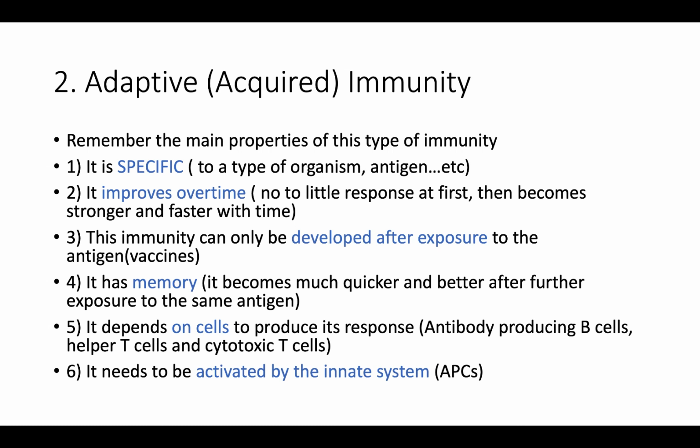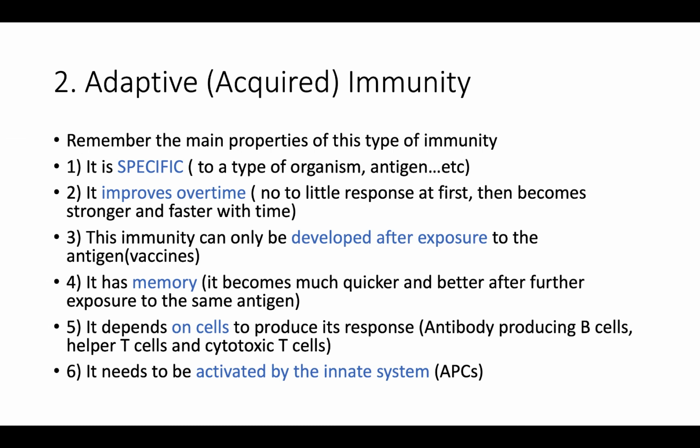Number four, as we said, it has memory. As we said, every time you make a clonal proliferation, you met a specific antigen that you need to make cells for. All three cells, CD4, CD8, and B cells, as they proliferate, they make memory cells. They put aside some cells that become memory cells. And it depends on cells to produce its response. It is not self-produced, so you need antibody-producing cells, helper T-cells, and cytotoxic T-cells.